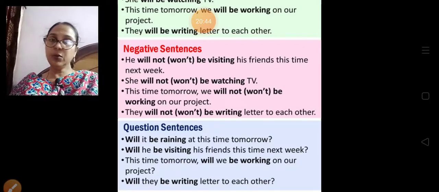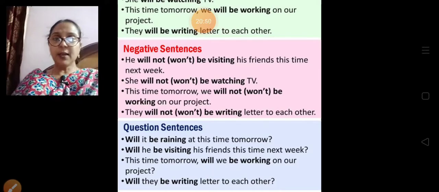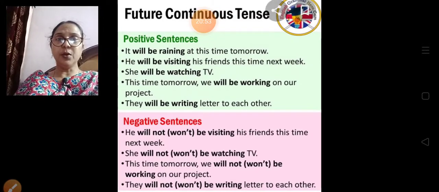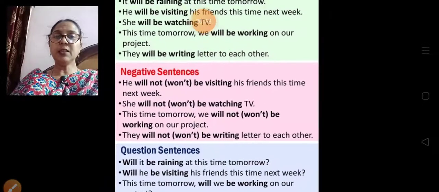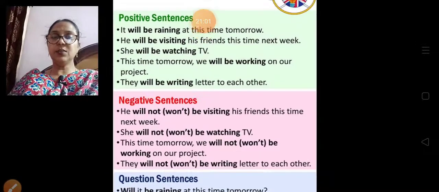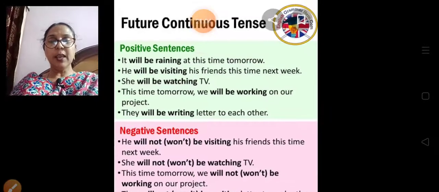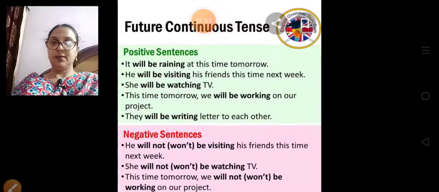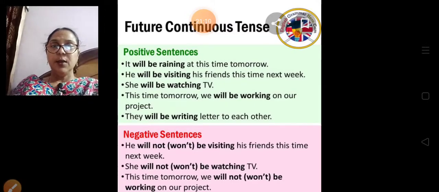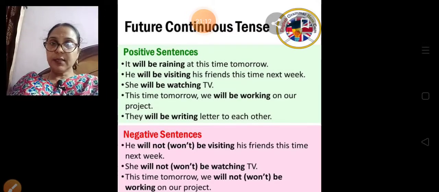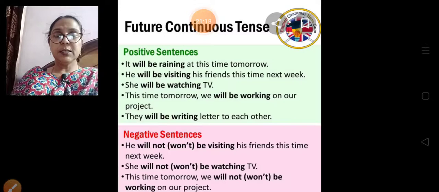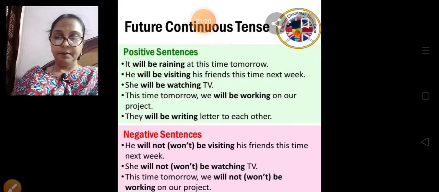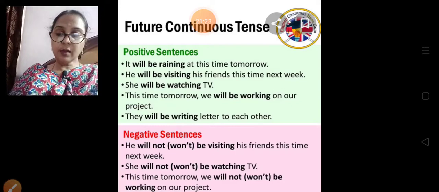So you just go through these examples, because this is very important, and you can understand how to create positive sentences, negative sentences, and question sentences, or interrogative sentences, in future continuous tense. After that, we are going to solve some exercises given in your Mastering Grammar book. This is exercise number C.